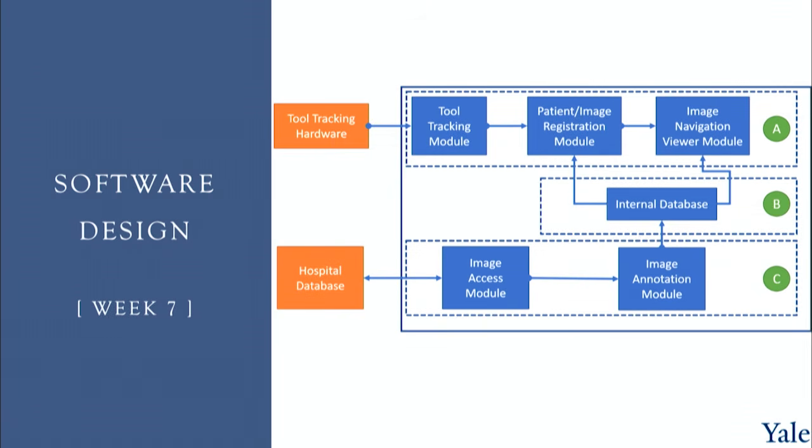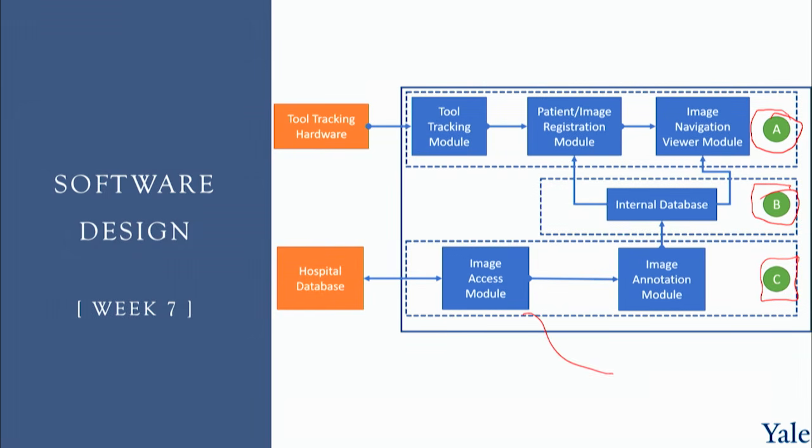So first, we'll talk about software design. As an example of a software architecture design, this is for our image-guided neurosurgery case study example. We'll talk about this in week 7. What you're seeing here is 3 pieces of software. The thing that the surgeon will use in the operating room, let's call it part A. Part B is a back-end database system. Part C is what will be used outside the operating room to plan the procedure.